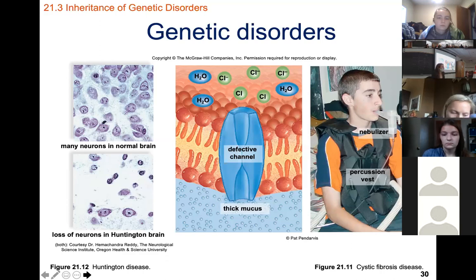Huntington's disease, you can see the top, that is a picture of some neurons in the normal brain, and that bottom picture is a loss of neurons because of that Huntington brain. That middle picture is just talking a little bit more about that cystic fibrosis. And when you have a defective channel, you're not allowed to move the chloride ions in and out of that cell as well as we'd like to, and it ends up causing a thick mucus. If you don't have cystic fibrosis, your chloride ions are going into and out of that cell fairly easily.